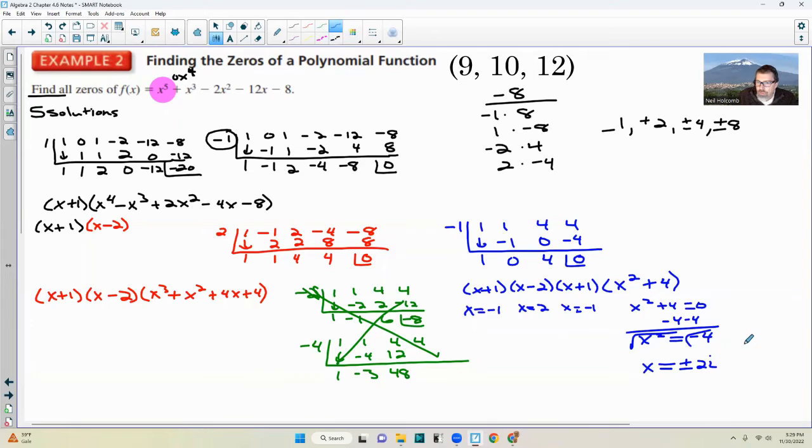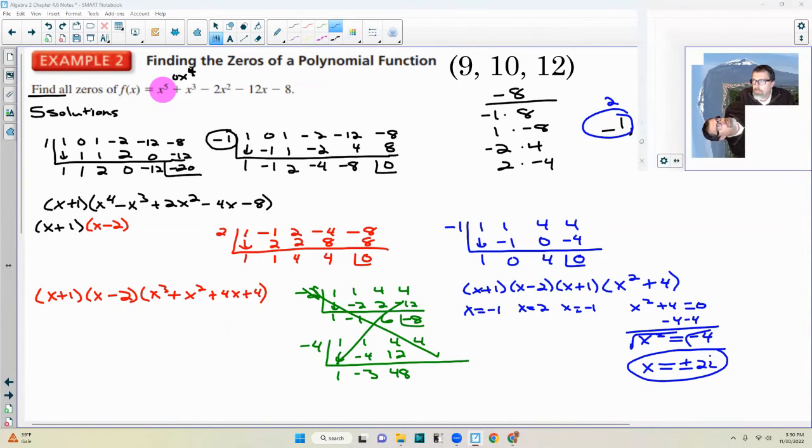All right, so I could have said it was x plus 2i, x minus 2i for the factors. So there are my solutions. I had a -1 twice. I had 2 once, and then these two imaginary. So 2 plus 1 is 3, plus these two here totals 5. All right, so those are the 5 zeros for that polynomial. At this point, you should be able to do problems numbers 9, 10, and 12 on your exercises.